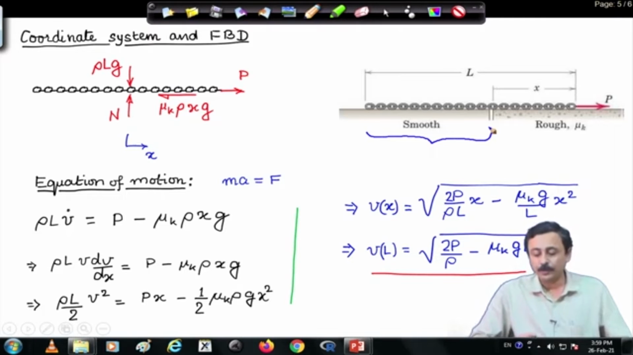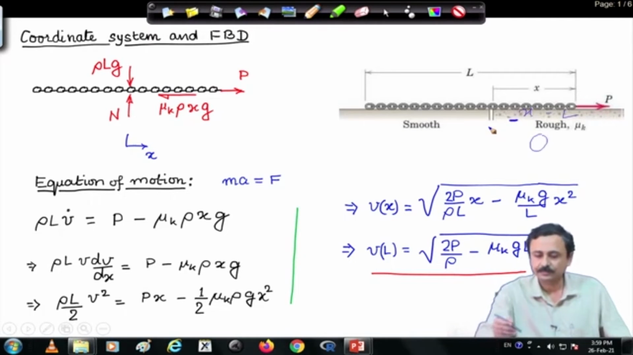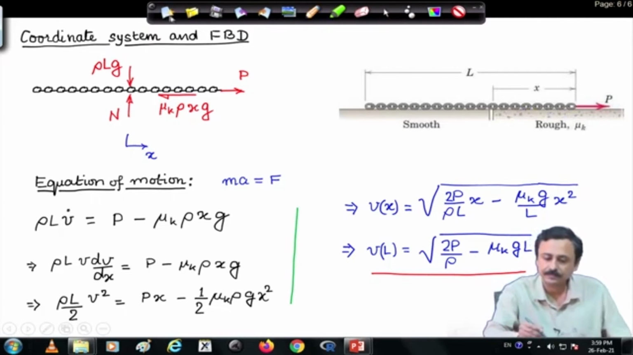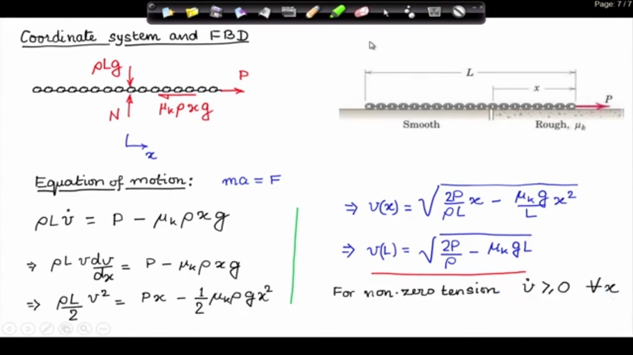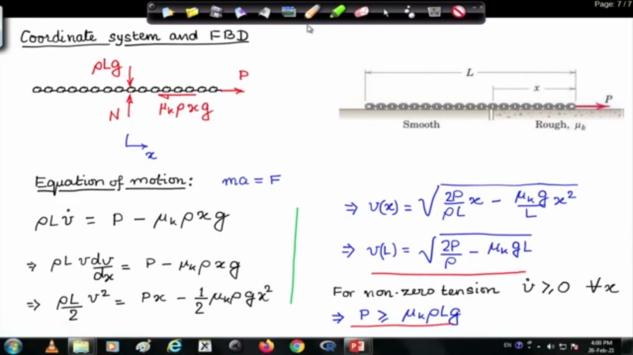Therefore, to prevent collapse, my acceleration must be greater than or equal to 0. If it is equal to 0, then the tension goes to 0, but if you want to have the tension maintained, then it must be greater than 0. For that, you can see from here that acceleration will be positive if P is greater than this value.